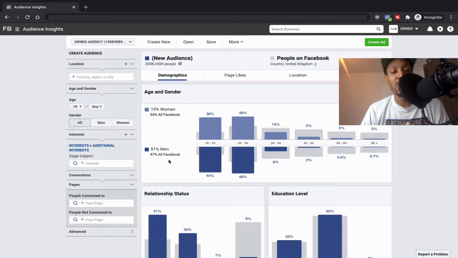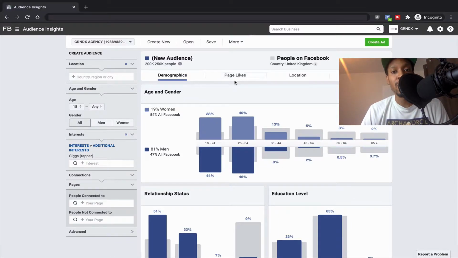How many percentage of them are men? 81% compared to 90% of women. It tells us that the strongest age range is between 25 to 34. After that is 18 to 24, with 44% of people in that fan base being part of that age group.